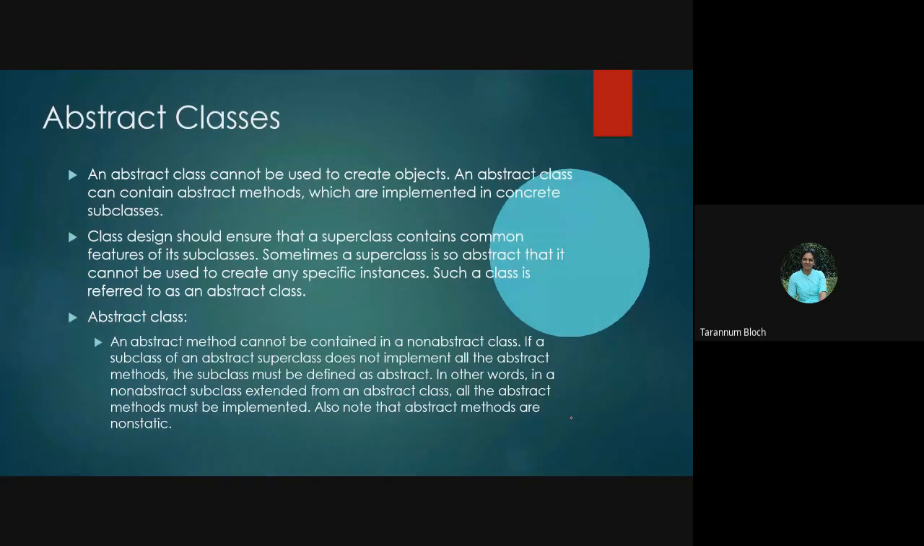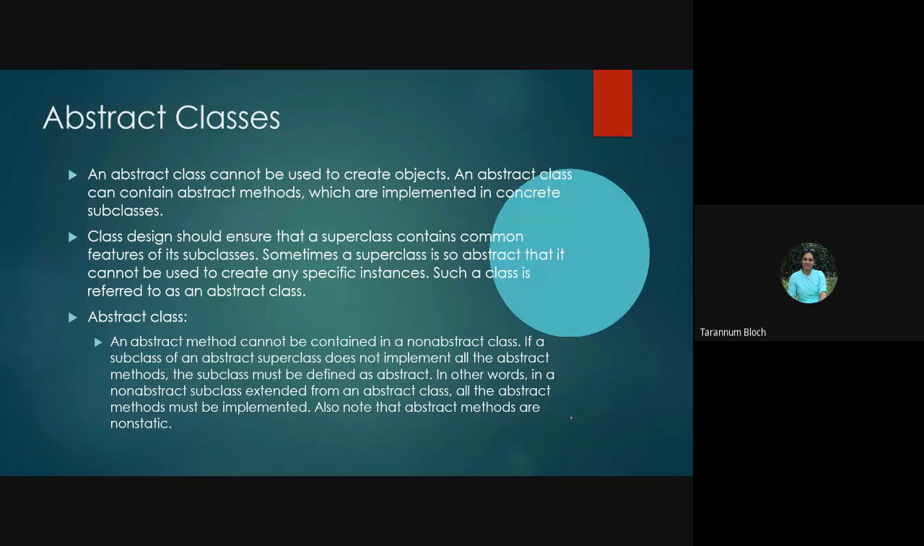Usually, class design should ensure that a superclass contains all the common features of its subclasses. But sometimes a superclass is so abstract that it cannot be used to create a specific instance, right? Such classes are referred to as abstract classes, right?